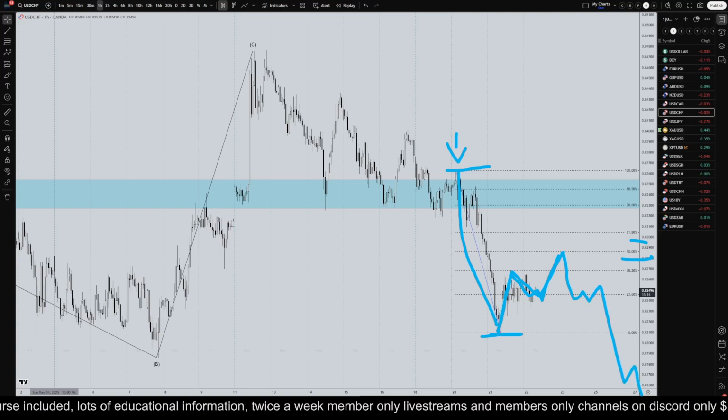And if it does that, that right there would be my next entry to go short for the continuation of the downtrend. I personally am only looking for shorts because I'm not a short time frame trader. But if you are a short time frame trader, maybe you could catch a little bit of a long, get out of your long, and then go short for the continuation of the downtrend.